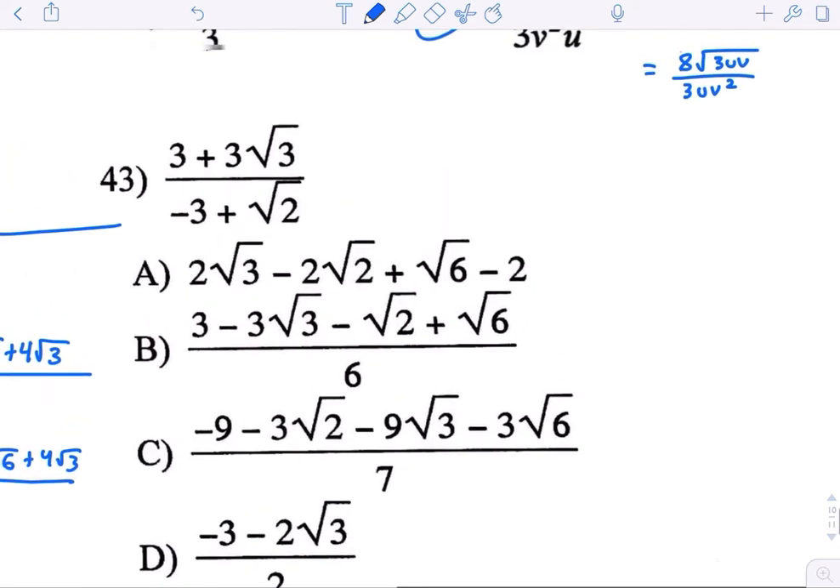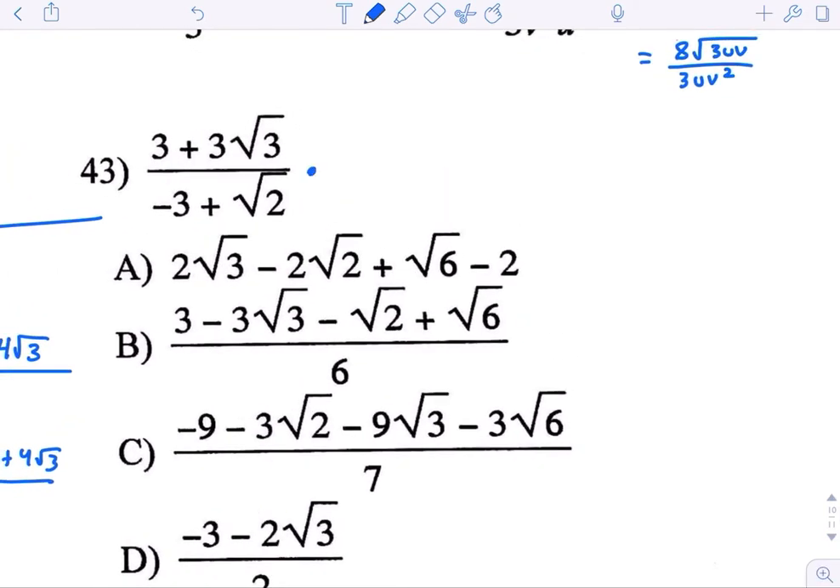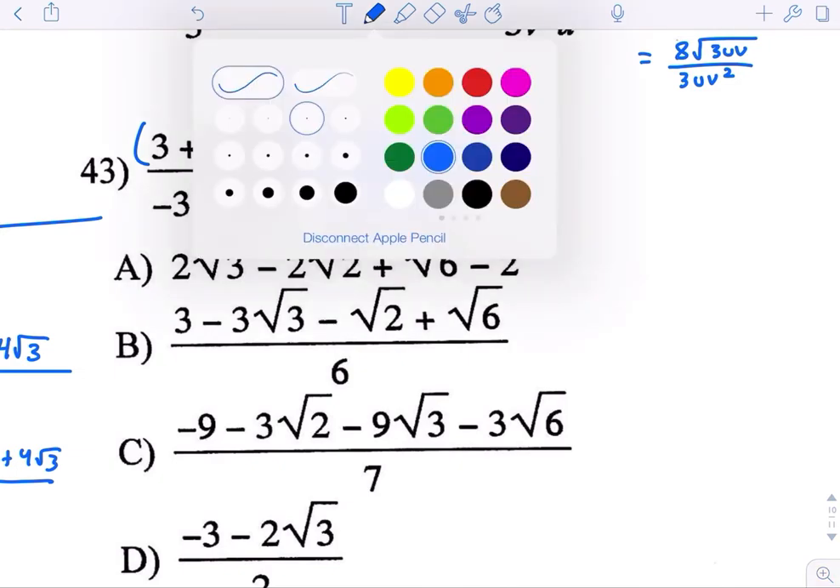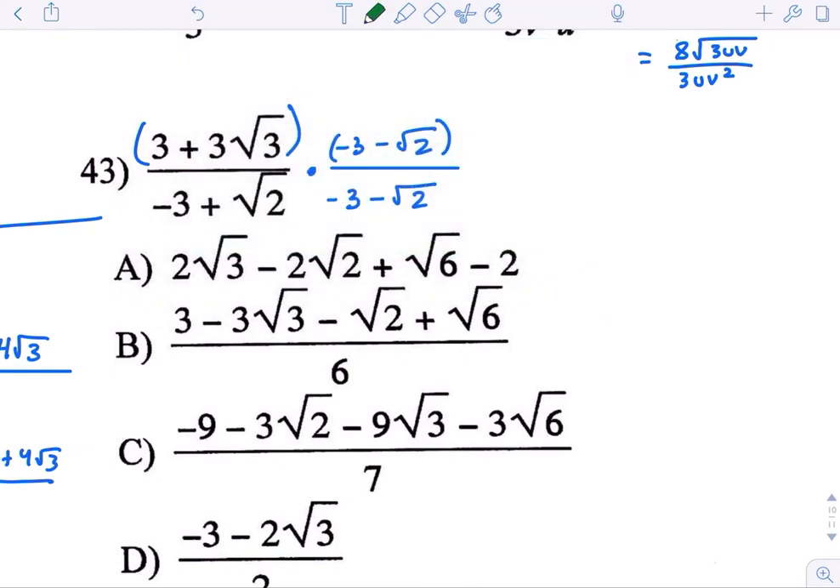Alright, 43. So remember, multiply top and bottom by the conjugate of the denominator. So negative 3 minus square root of 2, negative 3 minus square root of 2. So remember, when you multiply by the conjugate, all you guys have to do is just multiply the 2 on the outside with the 2 on the other outside.